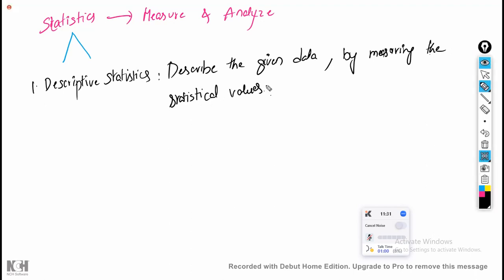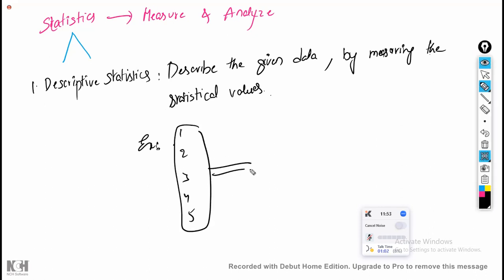Okay. So what we are going to do is just describe the given data. Some data they will give. For example, let us take this example: 1, 2, 3, 4, 5. We have to describe the data, describing the data by measuring the statistical values.